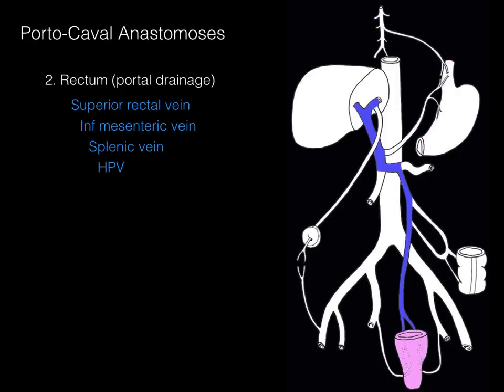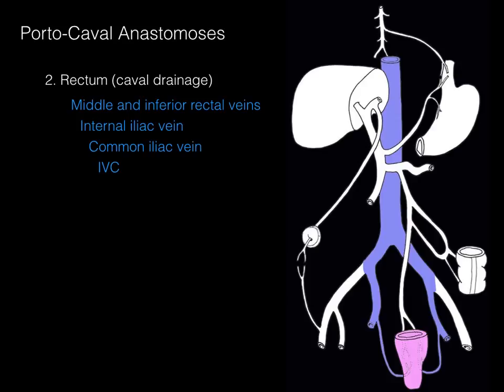Second, rectum. That's the rectum down at the bottom. The rectum has portal and caval drainage. We'll talk about portal drainage first: from the rectum, blood goes through the superior rectal vein into the inferior mesenteric vein, which goes into the splenic vein, then to the hepatic portal vein and into the liver. That's portal drainage.